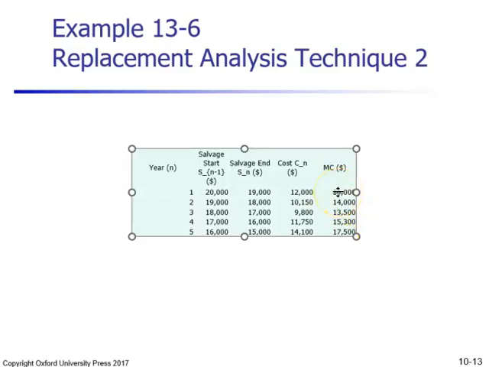So here for year 1, marginal cost is 16,000, year 2 14, 13, and like that. And when we are checking the marginal cost for this case, from year 1 to 2 decreasing, makes sense. Year 2 to 3 decreasing, but year 3 to 4 and year 4 to 5, they are increasing.